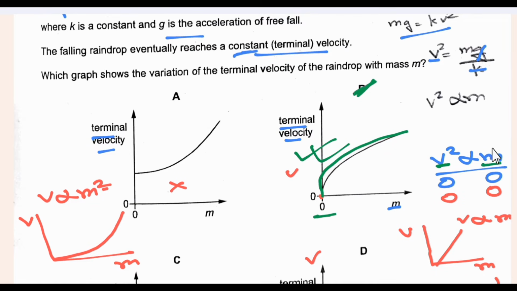Since it is v square against m, instead of being a straight line, it will slightly tilt towards the v square axis, that is towards the v axis, since it is v square.